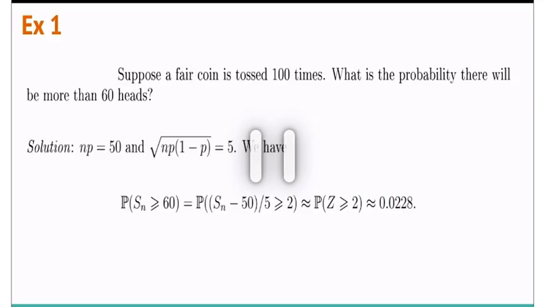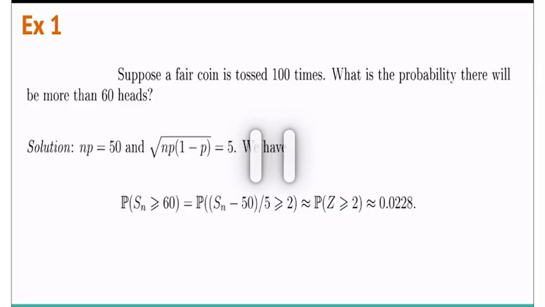Okay, now let's have an example. Suppose a fair coin is tossed 100 times. What is the probability that there will be more than 68? Please pay attention. What I'm seeing here is obviously a binomial question.